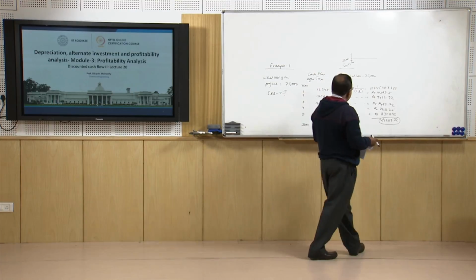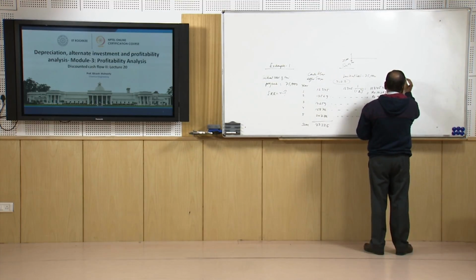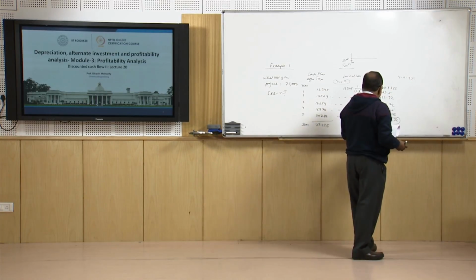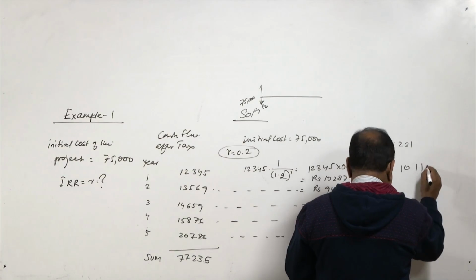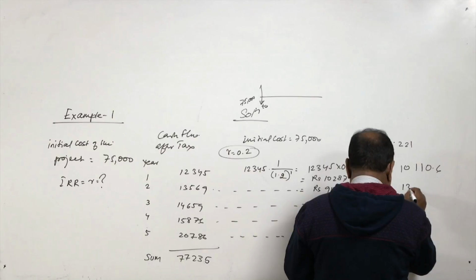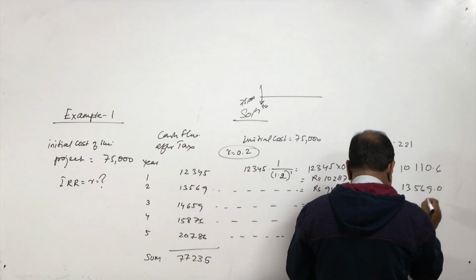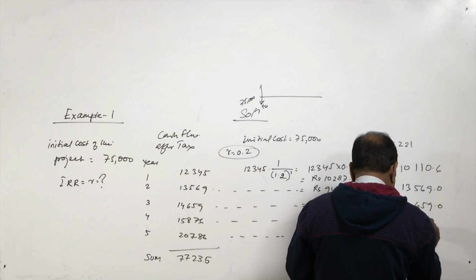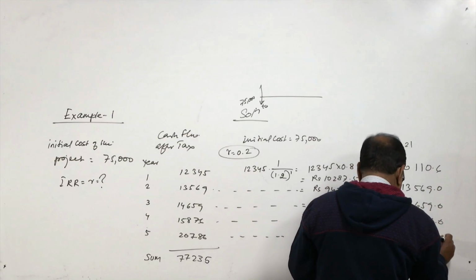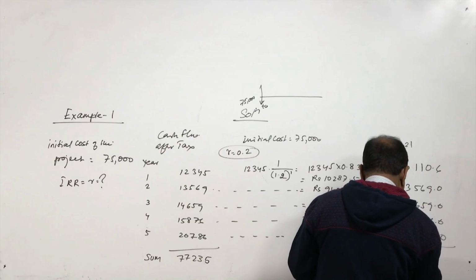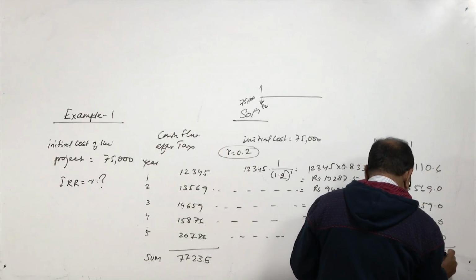Now if I am going for R equal to 0.221, then I am getting these values: 10110.6, 13569.0, 14659.0, 15876.0, 20786.0, and the sum comes out to be 75,000.6.